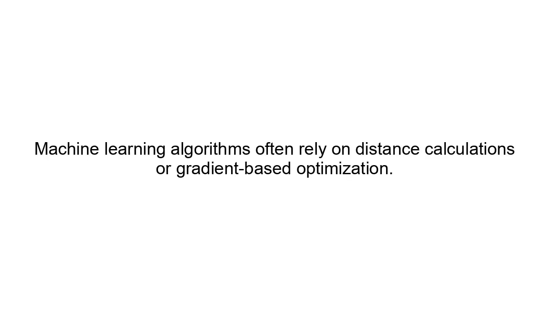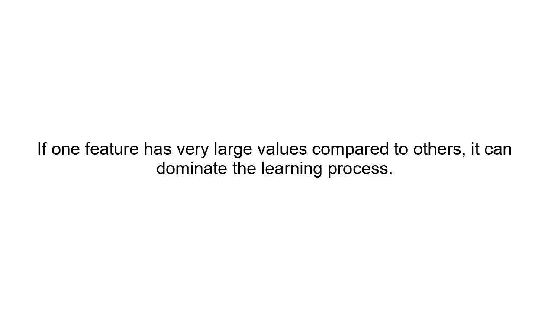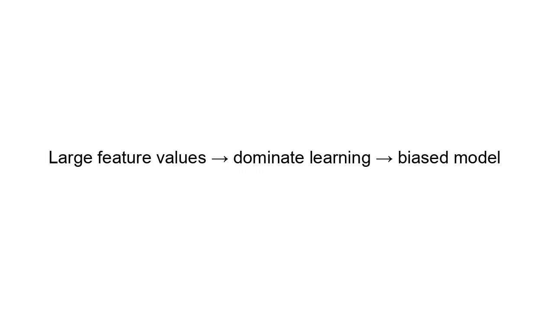Why normalization is important? Machine learning algorithms often rely on distance calculations or gradient-based optimization. If one feature has very large values compared to others, it can dominate the learning process. Example concept: large feature values means dominate learning means biased model. Normalization helps balance feature contributions, improve model accuracy, speed up training, and stabilize optimization algorithms. It ensures the model treats all features equally.